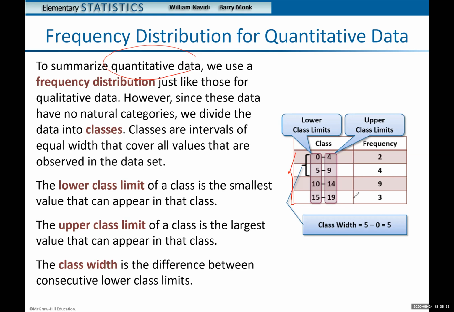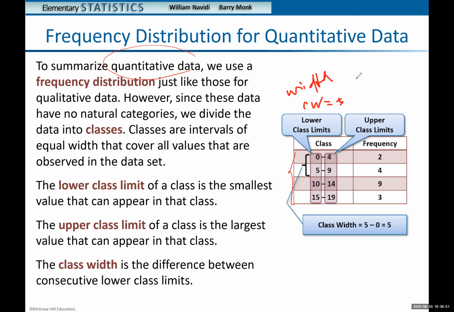That's what you call the class width, or CW. Here, the class width is equal to 5. And each class should have the same class width. Okay, so take note of that.